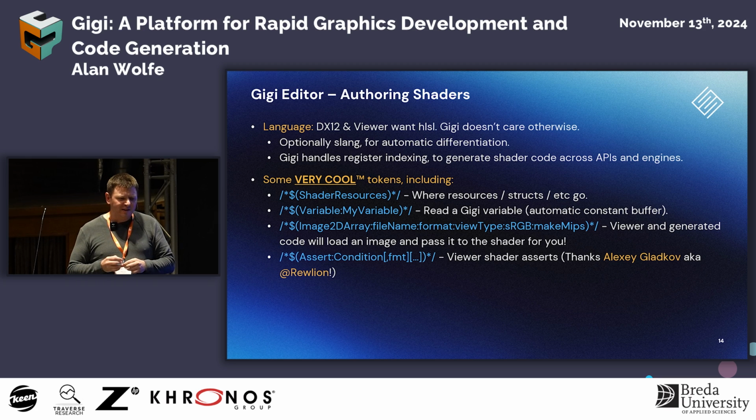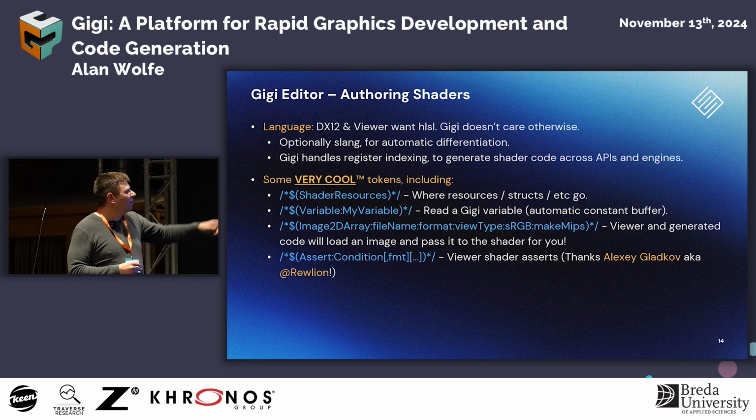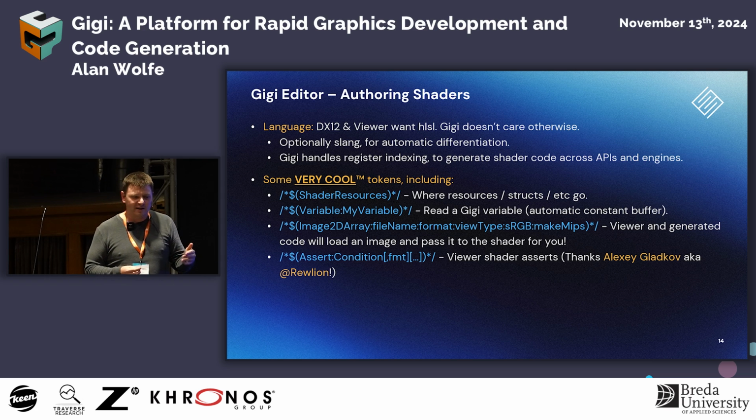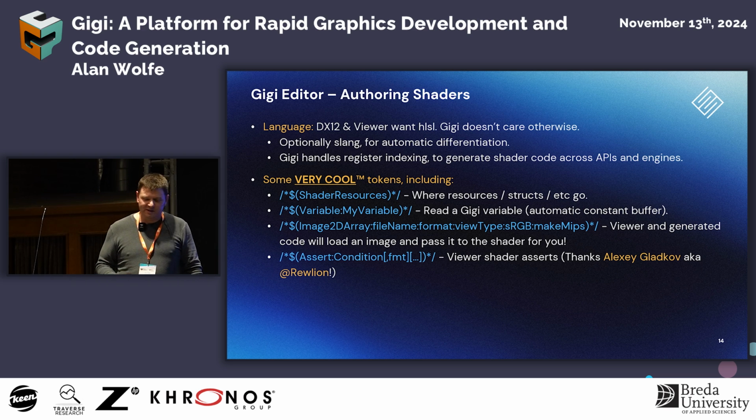And lastly, Gigi handles register indexing for you. I've had a lot of people ask, hey, why doesn't it do reflection and just read from the shader? But the reason for that is different APIs and engines want resources declared differently. And so if Gigi handles that, it can do it for you. And then coming back to the shader tokens, the first one is you just put that where you want your resource declarations to go in your shader. But it will also put enums, whatever enums you're using in your technique there, and also any struct definitions. So you can use these things in your shaders instead of having to have magic numbers or find a way to share the headers between the CPU and the GPU.